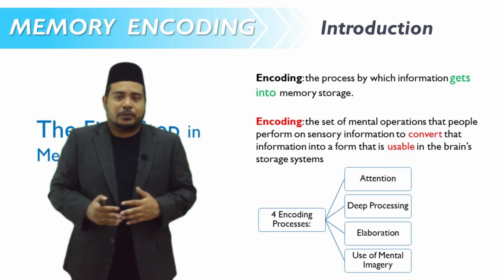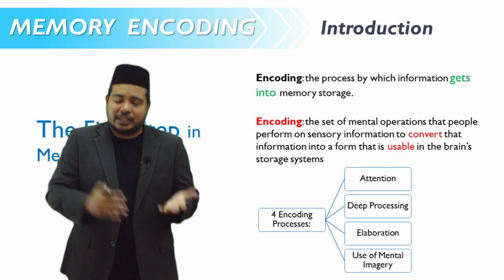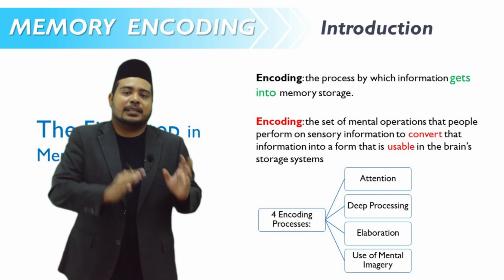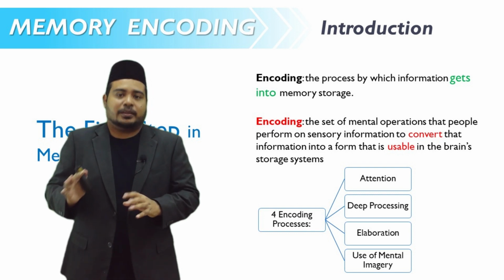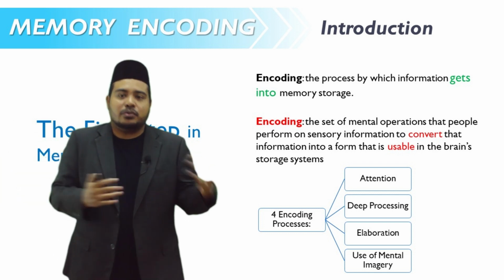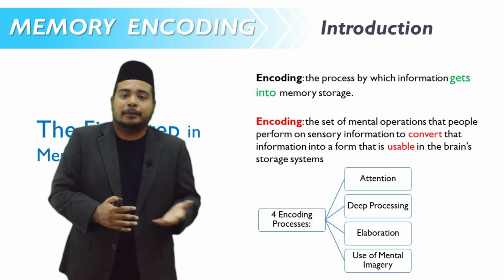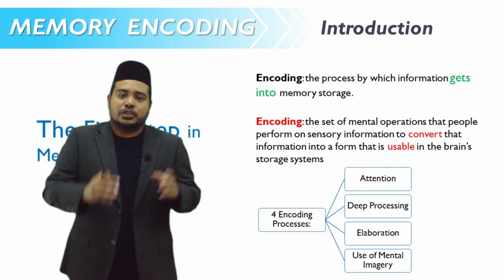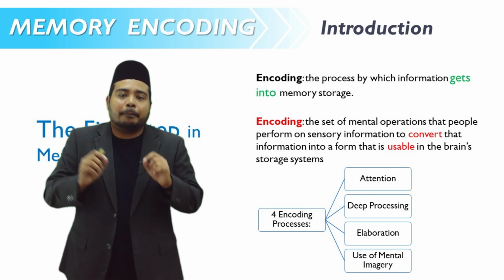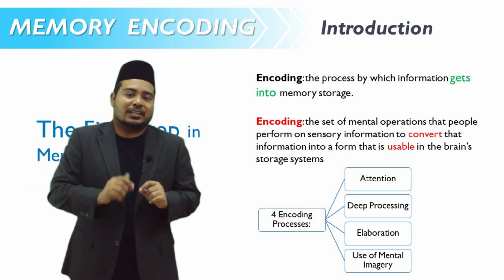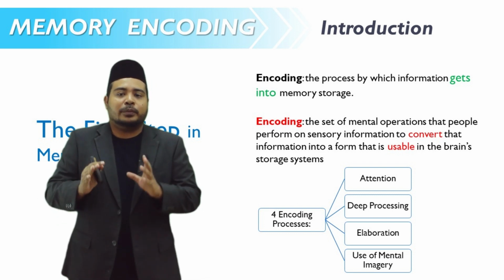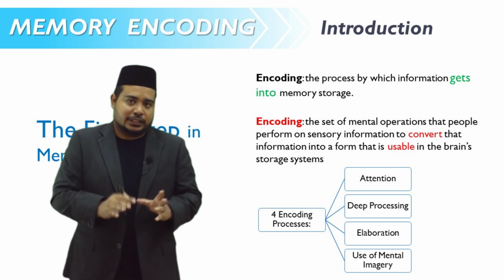So the first step in memory, what is it? Encoding. Encoding is the first step, the process by which information gets into memory storage. Okay, so how we sense the information in our environment, and we decide that information is important for us to remember. So it involves encoding. So encoding is basically the set of mental operations that people perform on sensory information to convert that information into a form that is usable in the brain storage system.